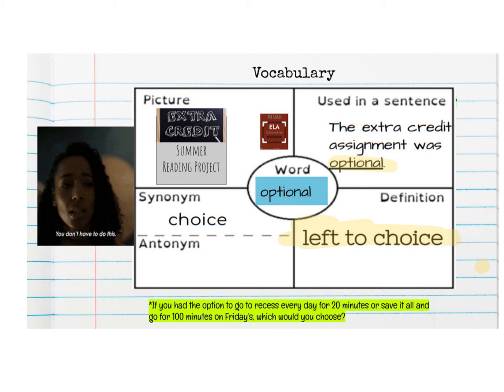At this time, I would like all students to draw a picture of the word optional in their interactive notebook. It can match my picture, where you will see extra credit summer reading project, or you can create your own image, but it needs to be matching the definition of the word.